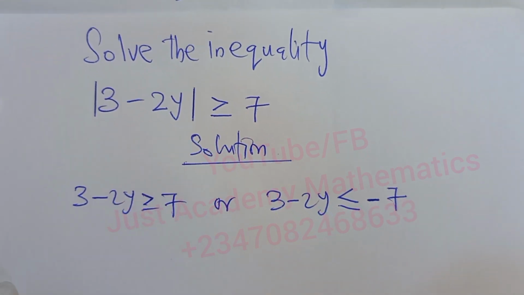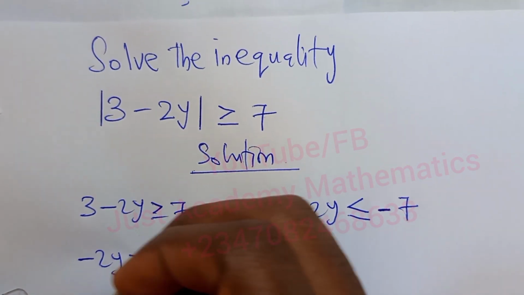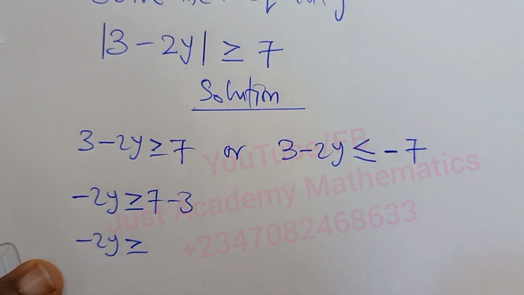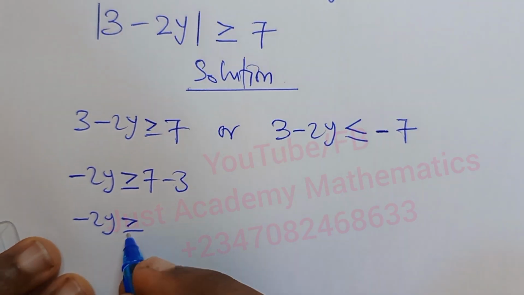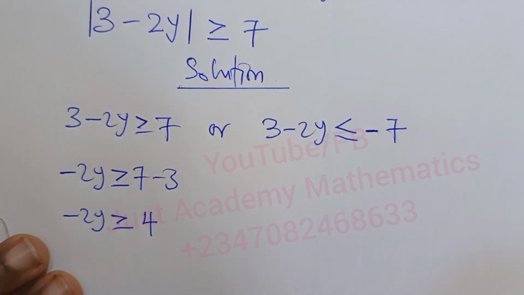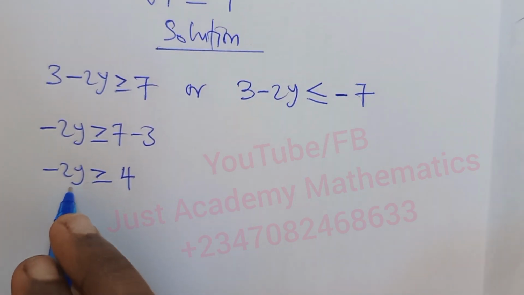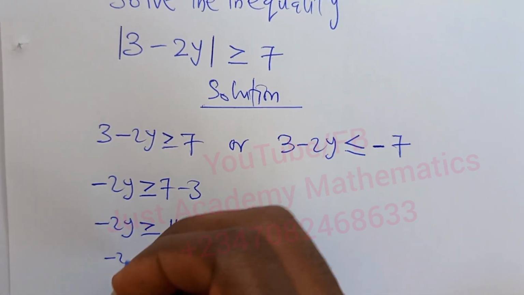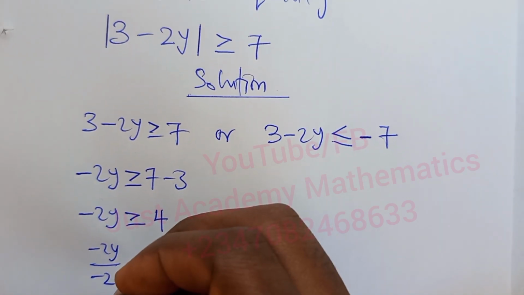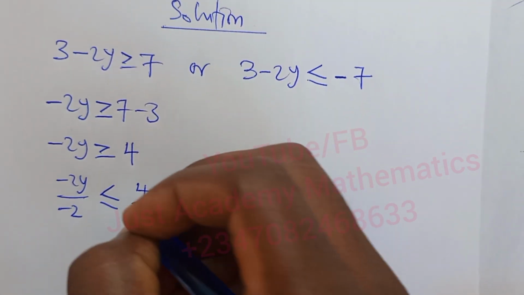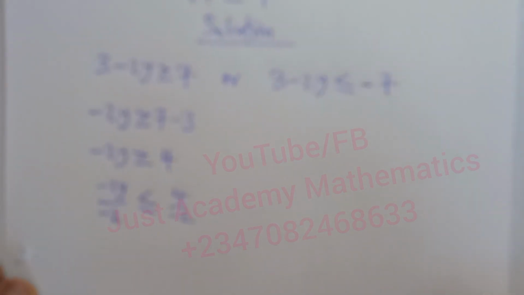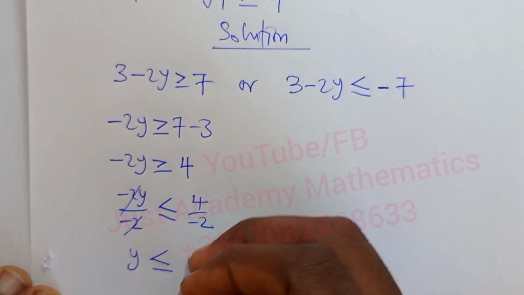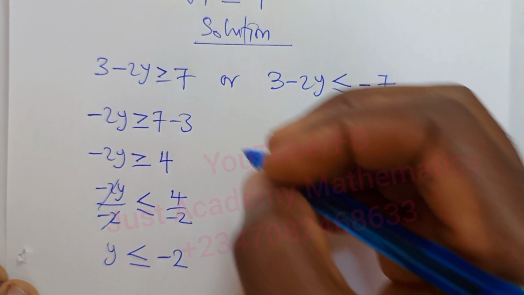Now let's go ahead and solve. So this one means minus 2y is greater than or equal to 7 minus 3. And this is minus 2y is greater than or equal to what? 4. So if you divide both sides by minus 2, the sign will change. I hope you know that. So we have that minus 2y over minus 2 is less than or equal to 4 over minus 2. Anytime you divide with a negative, the sign will change. So we have that y is less than or equal to what? Minus 2.